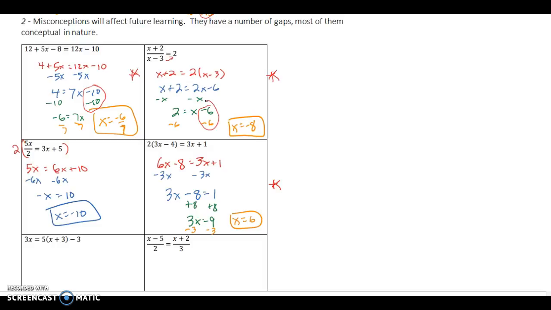Again, these are errors that are going to affect future learning. If we're not solving these correctly, we really can't move on. That's a 2 level. But there is hope. They're very close. A lot of the steps are correct. There's minor things that are holding them back, but they are conceptual in nature.